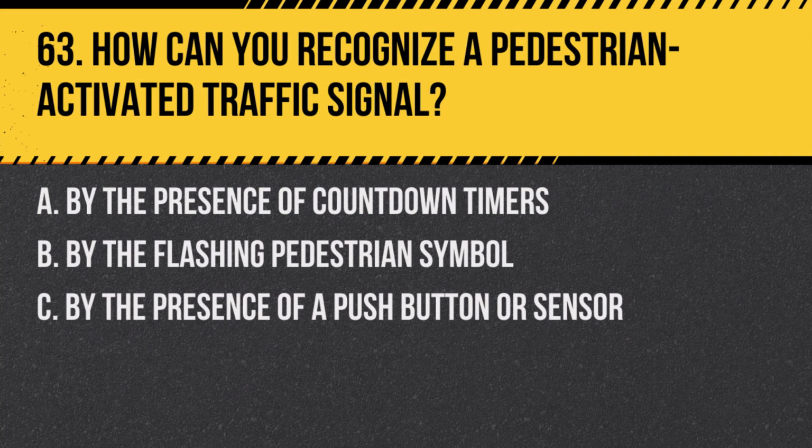Question 63. How can you recognize a pedestrian-activated traffic signal? A. By the presence of countdown timers. B. By the flashing pedestrian symbol. C. By the presence of a push button or sensor. Answer: C. By the presence of a push button or sensor. You can recognize a pedestrian-activated traffic signal by the presence of a push button or sensor that pedestrians can use to request a crossing, typically accompanied by a pedestrian signal indicating when it is safe to cross.